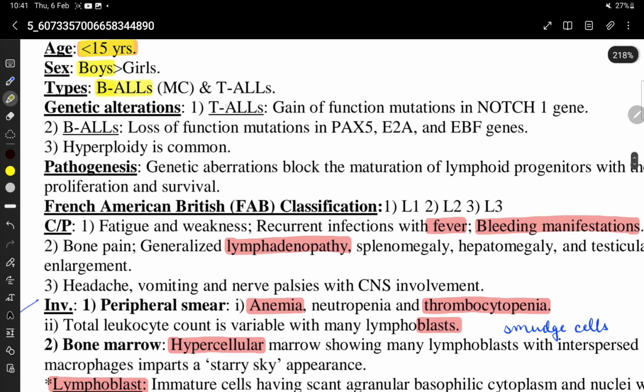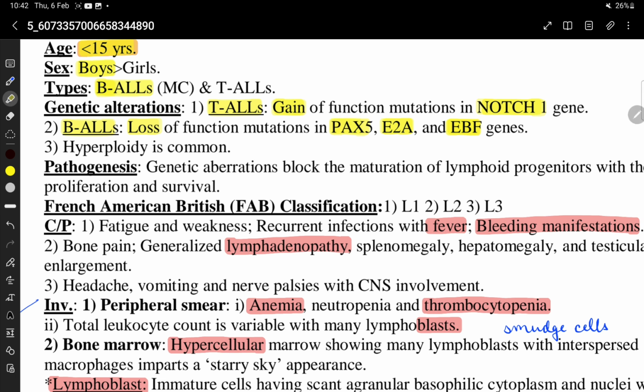Genetic alteration: in TALL there is a gain of function mutation of the Notch1 gene. In BALL there is a loss of function mutation of the PAX5, E2A and EBF genes.